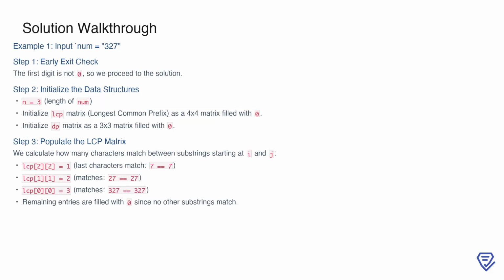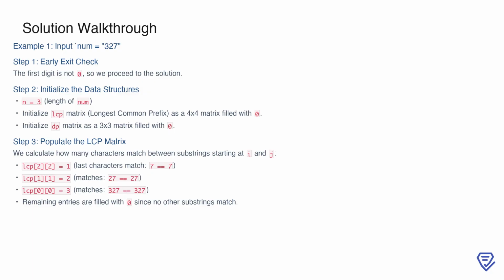In this example, the input number is 327. Since the first digit is not 0, we proceed with the solution. First, we determine the length of the number, which is 3, and initialize two key data structures, the LCP matrix and the DP matrix. The LCP matrix, or longest common prefix matrix, is a 4x4 matrix filled with zeros, while the DP matrix, which will store dynamic programming results, is a 3x3 matrix also initialized with zeros.